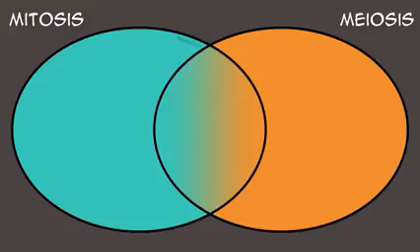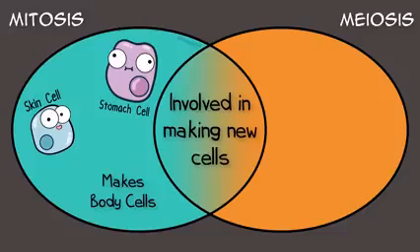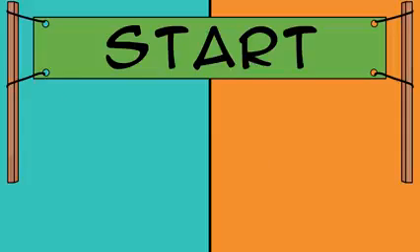Both of these processes, along with the cytokinesis that follows them to split the cytoplasm, are involved in making new cells. Mitosis results in body cells. Meiosis results in sperm and egg cells, otherwise known as the fancy term gametes. Before we start mitosis and meiosis, let's look at what you start with.